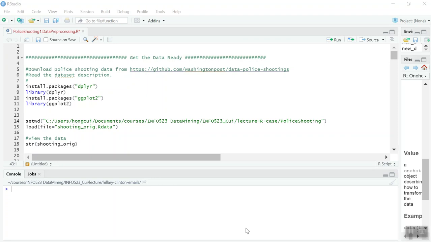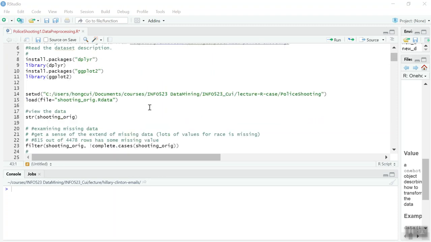So we have learned some data pre-processing techniques, and now we're going to apply some of them on our police shooting data. So first I called two libraries. You can just, instead of using dplyr, call tidyverse. That covers dplyr and ggplot.